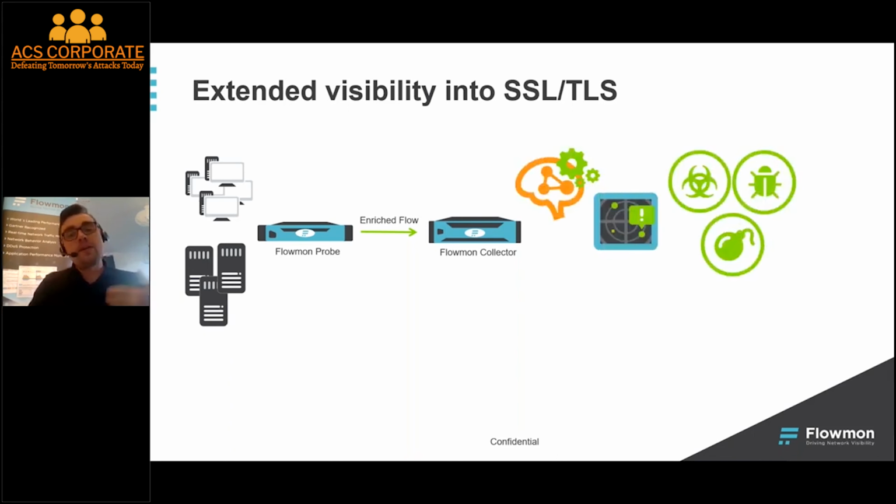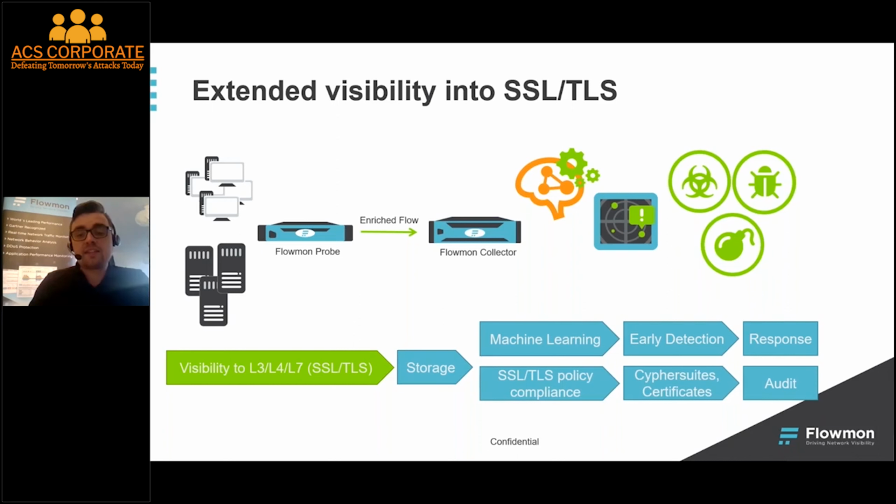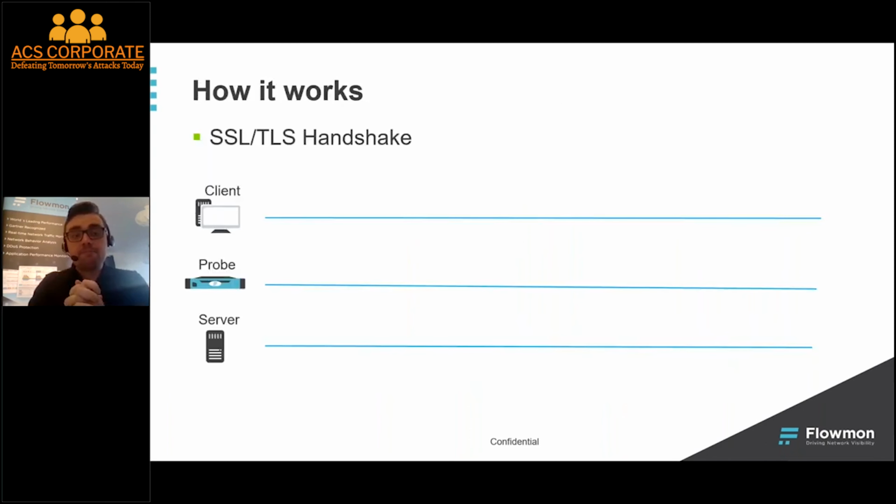Having the probe in place, we are able to do the same as with the standard flow from the routers and switches I've shown on the previous slide. But on top of that, we can bring the SSL and TLS visibility, so we can extend the security use cases such as policy compliance, inspection of cipher suite certificates, and the audit. But how does it work? What does it mean for us to have the SSL and TLS visibility, how do we get the information and what information do we have?